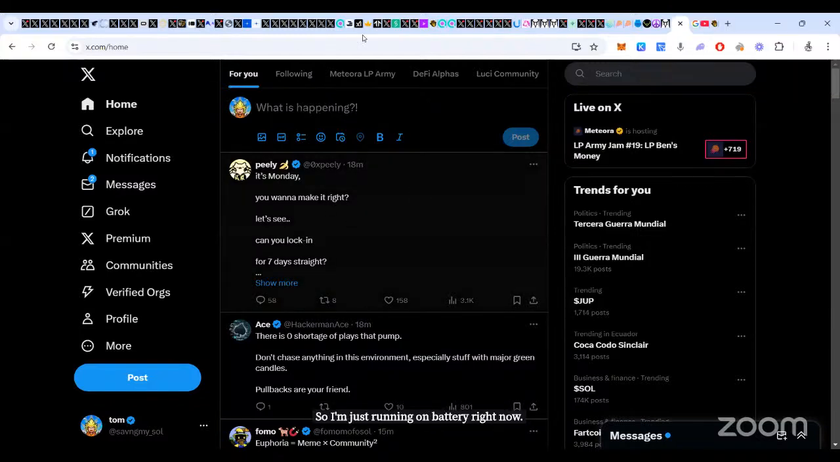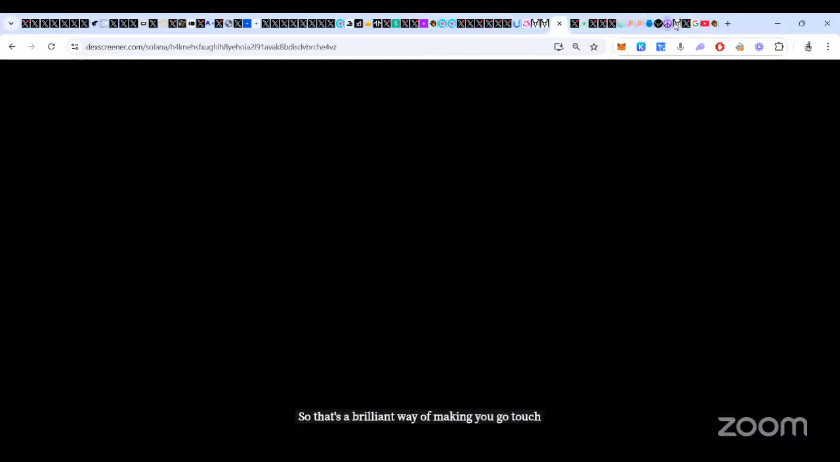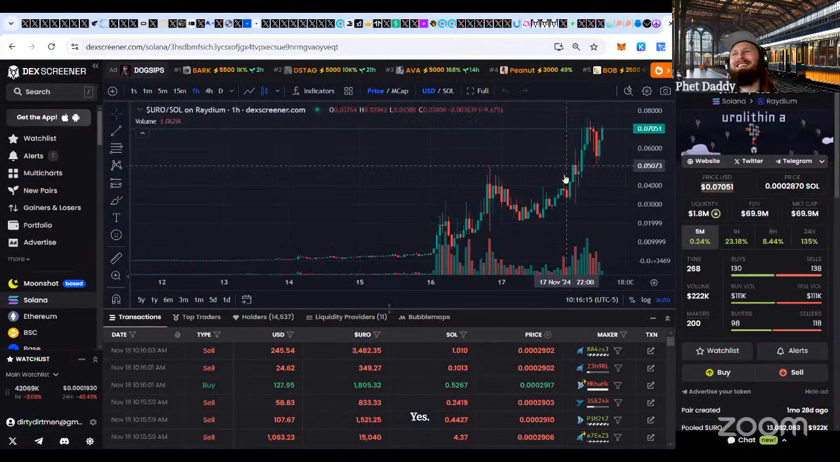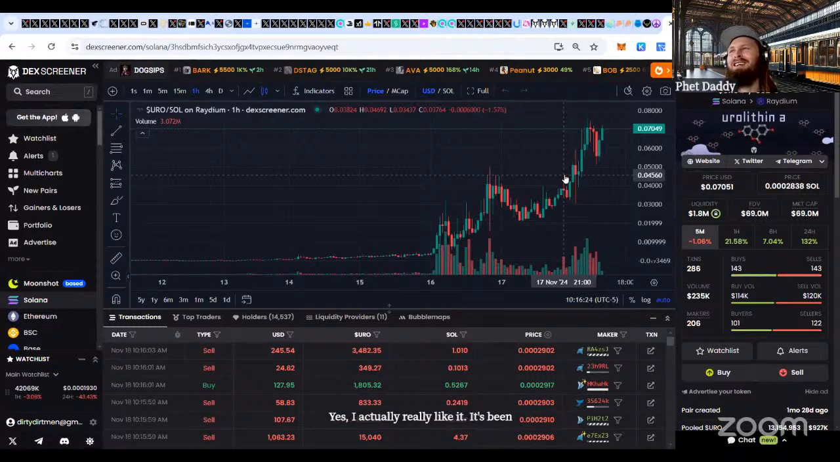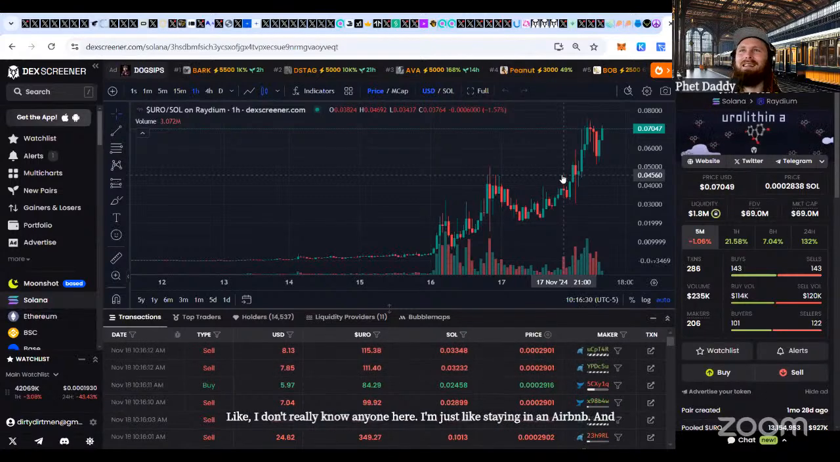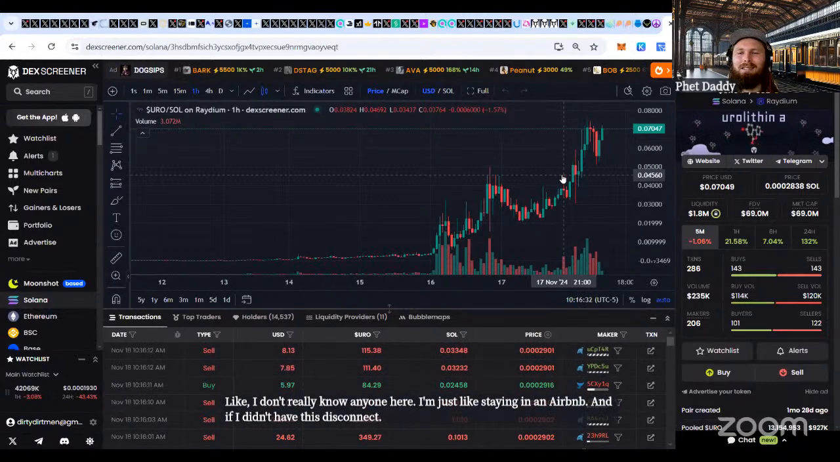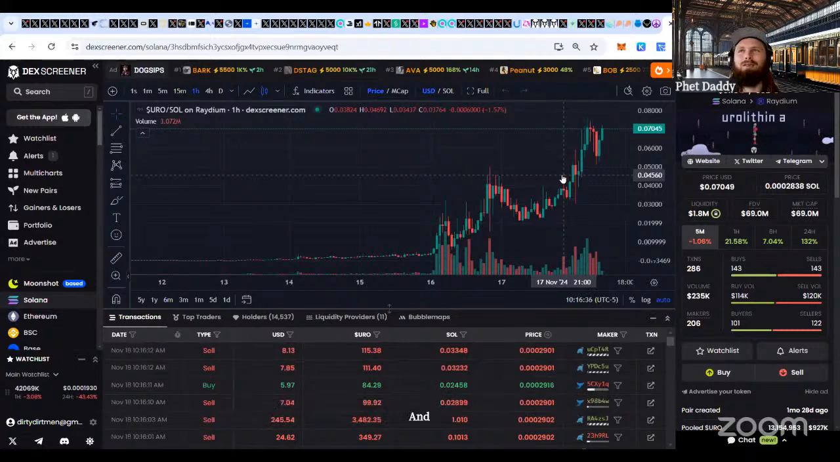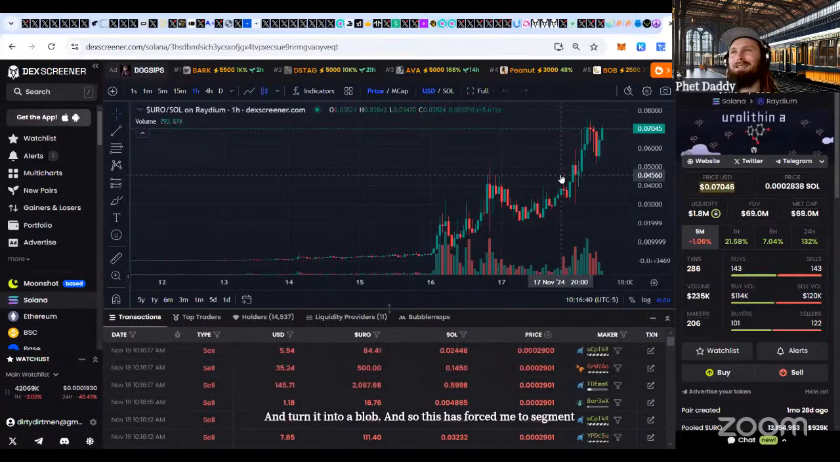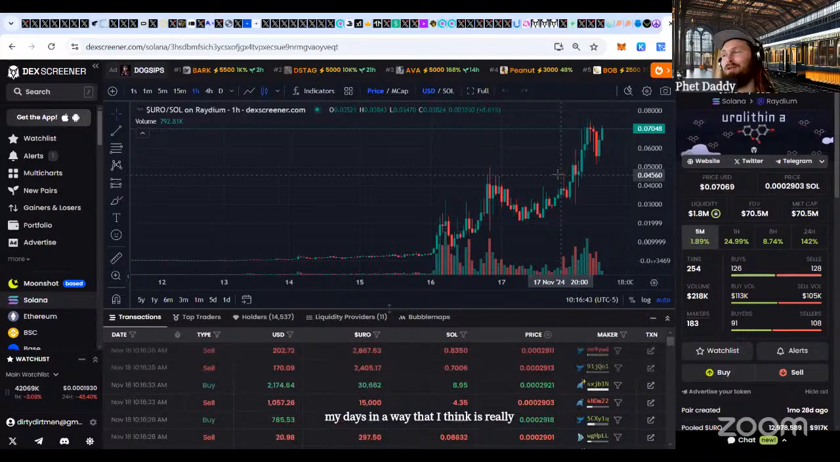It's a brilliant way of making you go touch grass. Yes, I actually really like it. It's been so good for me because I don't really know anyone here. I'm just staying in an Airbnb, and if I didn't have this disconnect, I would probably just sit on crypto Twitter all day long and turn into a blob. This has forced me to segment my days in a way that I think is really productive, both from a trading perspective, but also for my mental and emotional health.